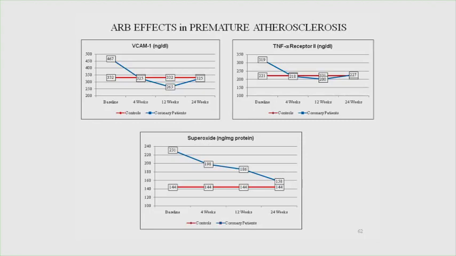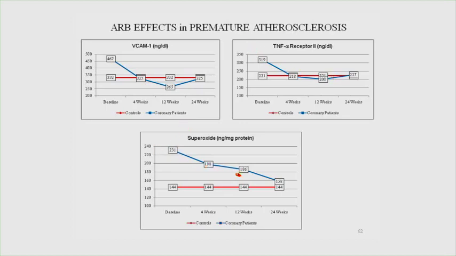VCAM1, an adhesion molecule, this is the coronary patients at baseline. These are the normal controls at baseline. By blocking the angiotensin receptor within the artery wall, you can see that the VCAM levels normalize. Tumor necrosis factor receptors, that is another marker of TNF, it normalizes.